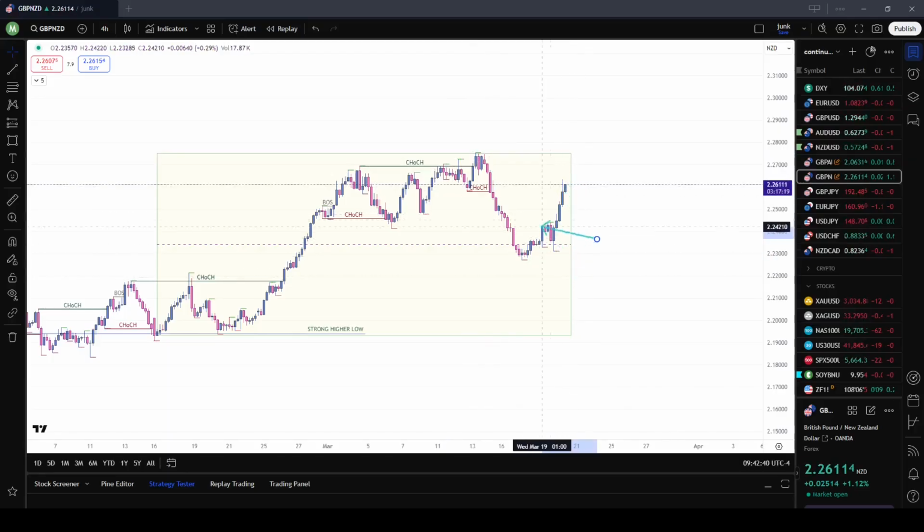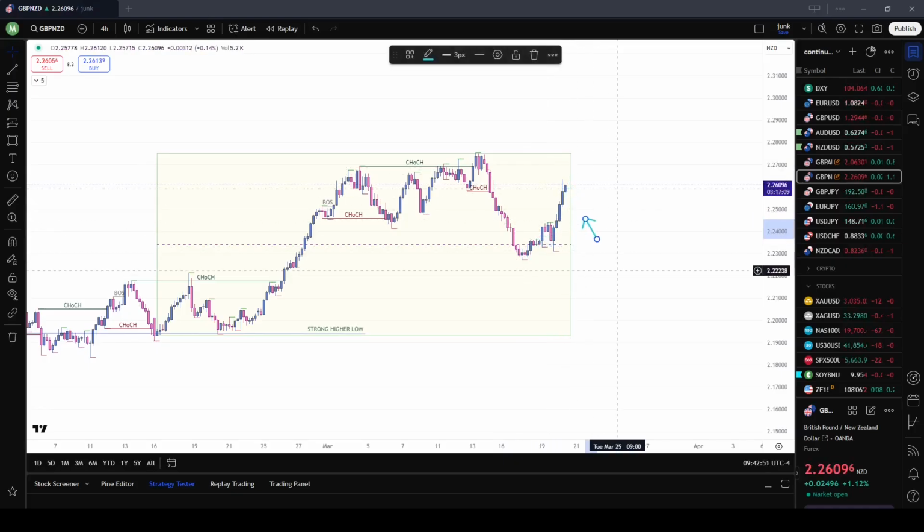But this was a buying opportunity. As I've been saying, I was waiting for the liquidity to be taken out of this ascending wedge into discount, and the buyers sit back in. If you were able to take advantage of that, congratulations.